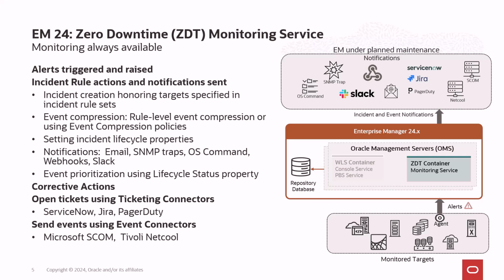For example, events from targets whose lifecycle property is production will be processed at a higher priority than events from test targets. Corrective actions will be triggered, tickets will be opened using the ticketing connectors, and events will be sent to external systems using the event connectors.